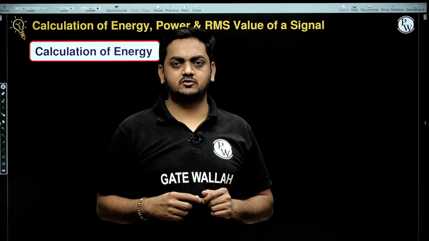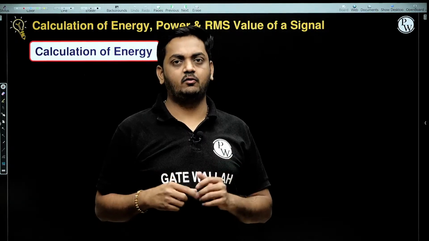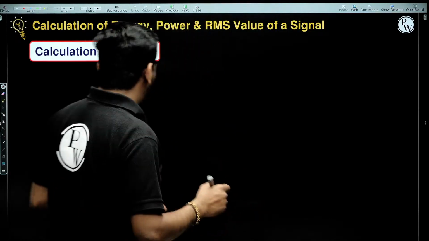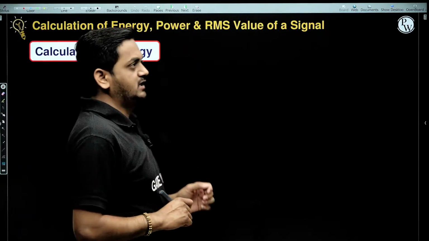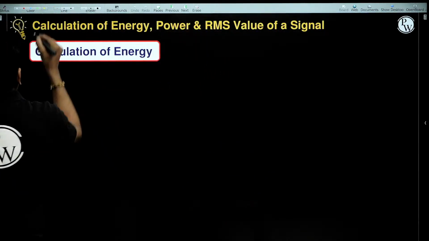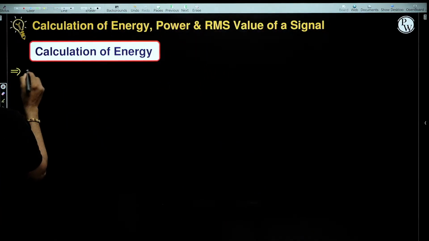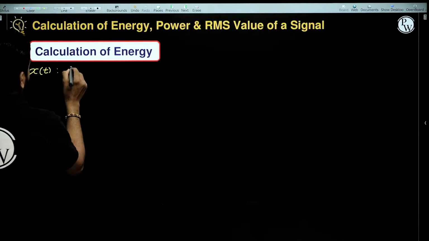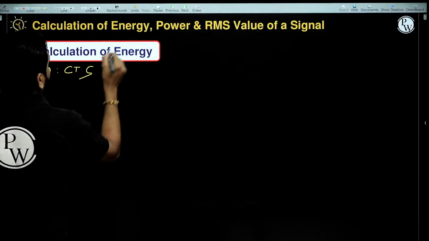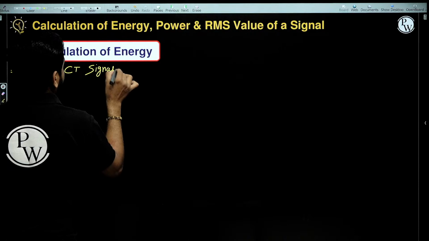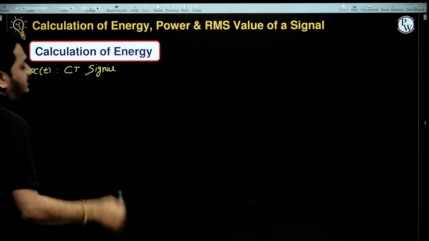Any general signal x of t, and for that we want to calculate the power, energy and RMS value. First I will teach you for the continuous time signal, then later we will see for the discrete time also. So let us consider first a continuous time signal. If x of t is any continuous time signal, CT means continuous time signal, correct? Then its total energy.